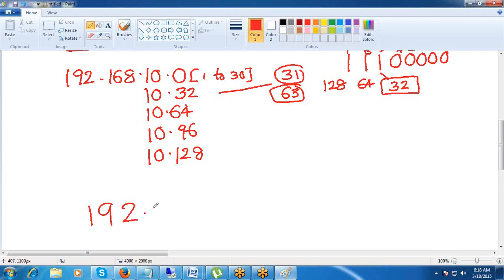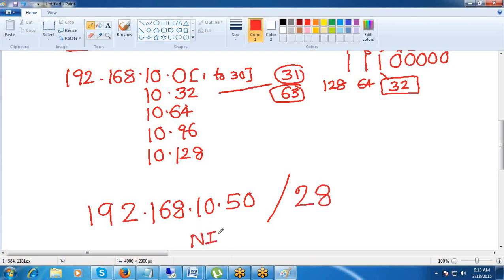Now in a similar way, can you explain this one: 192.168.10.50/28. What is the network ID and broadcast ID for this one now?